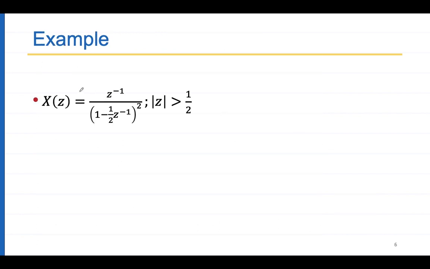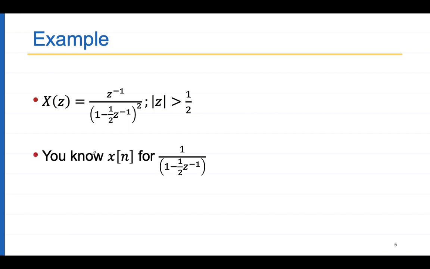So for example, this complicated looking form of X(z), given the ROC is mod z greater than half, how do you solve for this? If I just compare it with what I know, it looks like 1 upon 1 minus a z inverse kind of a form. And there is a square, so obviously we can very easily attain it if I differentiate 1 upon 1 minus a z inverse, right? So let's start.